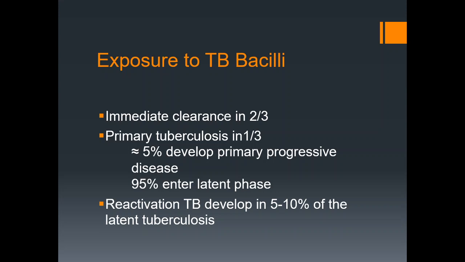Those who enter the latent phase, later in life, probably 20, 30 years after the primary infection, might develop reactivation if their immunity is depressed by disease or by drugs, and about 5 to 10% will develop reactivation tuberculosis. So we have three types of tuberculosis: the primary tuberculosis, the latent tuberculosis, and the reactivation.